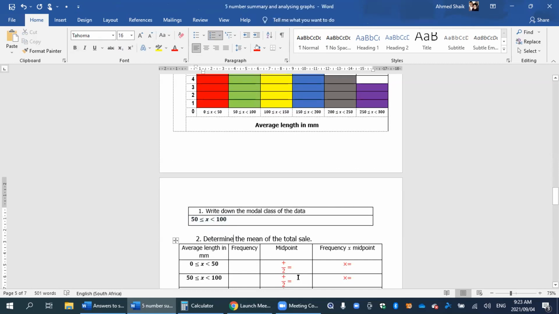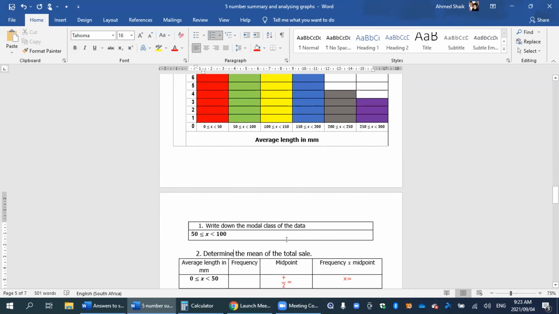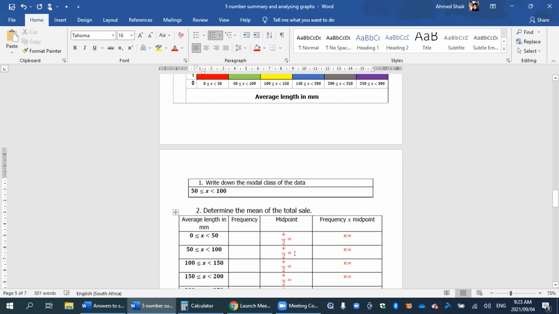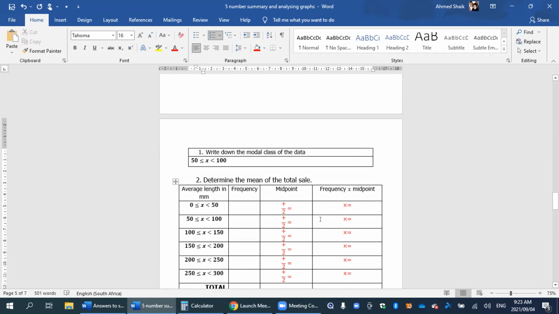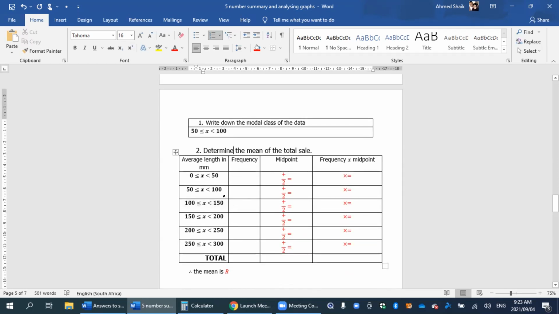Okay, let's look at question 2. Question 2 asks us to determine the mean of the total sale. Now, in order for us to calculate this, we need to complete our table, which is adding our midpoint column and our frequency times midpoint column. Remember, that is the only way we can work out the total of our frequency times midpoint column. And that is how we calculate our estimated mean as well. So let's look at our table.